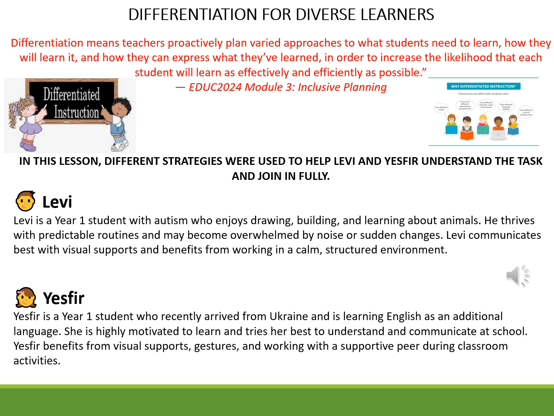They also relate to the AITSL standard 1.5, which is about adjusting teaching to support different abilities. By thinking about what each student needed, I was able to plan a lesson that felt fair and inclusive. It also made me realize how important it is to give all students a way to take part in their own way.